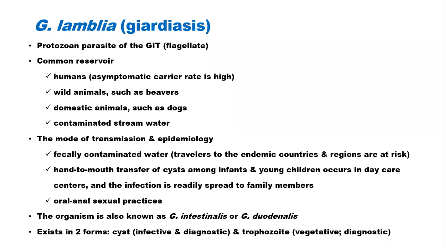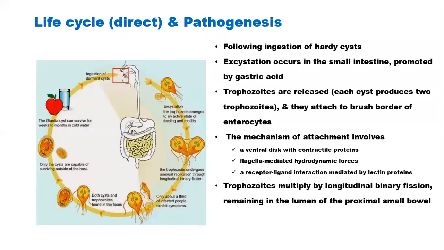It exists in two forms, as you can recall from your parasitology lectures, the cyst and the trophozoite stages or forms. The cyst is both the infective and diagnostic stage or form, while the trophozoite is the actively feeding stage of the parasite, so it's the vegetative stage. It is also diagnostic if we get it in a fresh stool sample. The life cycle is described as direct. You know what that means. Only one organism is involved in the life cycle.